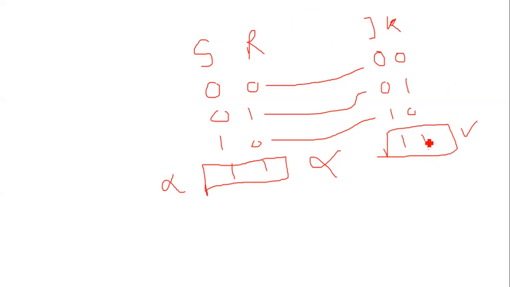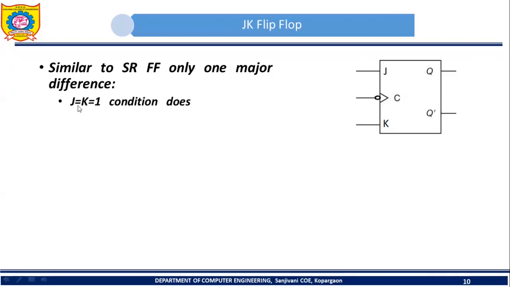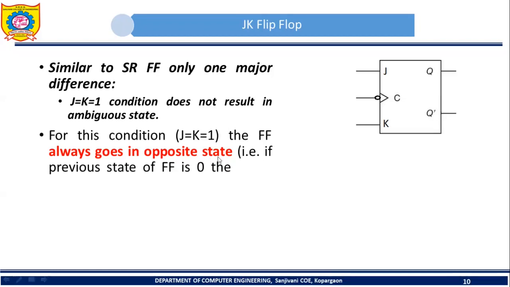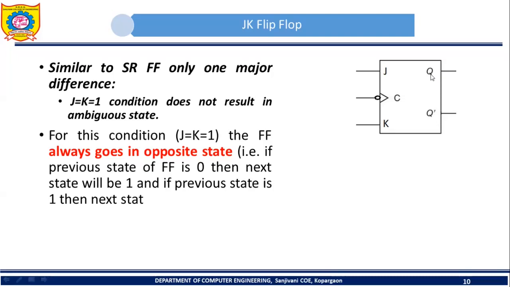So in case of JK flip-flop, when J equal to 1 and K equal to 1, what happens? Let's try to understand it. In JK flip-flop, the J equal to 1 and K equal to 1 condition does not result in an ambiguous state. For this condition, that is J equal to 1 and K equal to 1, the flip-flop always goes into the opposite state. Can you tell me what is meant by state? State is nothing but this Q. The Q output of the flip-flop represents the state of the flip-flop at some particular time.